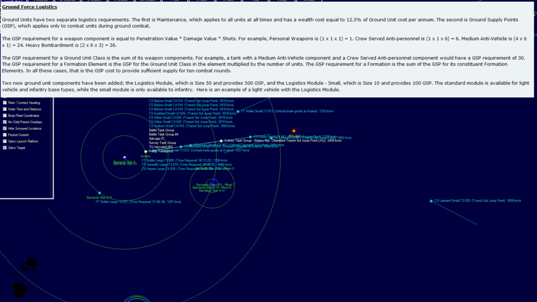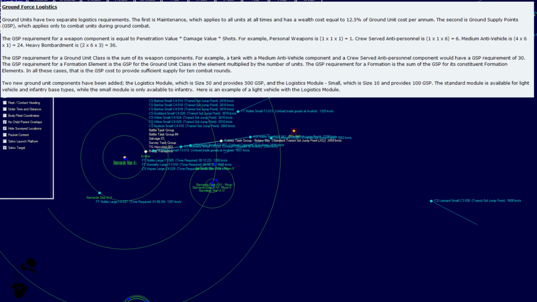Ground forces have two separate logistics requirements. The first is maintenance, which applies to all units at all times and has a wealth cost of 12.5% of ground unit cost per annum. The second is ground supply points, GSP, which applies only to combat units during combat. The GSP requirement for a weapon component is equal to penetration value times damage value times shots.